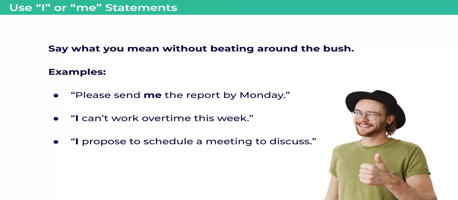Now, beating around the bush is an idiom for not talking directly. So say what you mean. Be direct. Examples: please send me the report by Monday. This is assertive. It's polite. It's to the point. I can't work overtime this week. Okay, a clear, assertive message in that sentence.